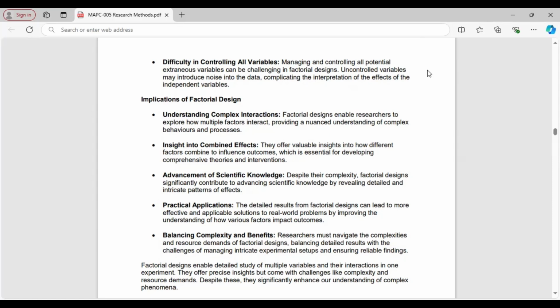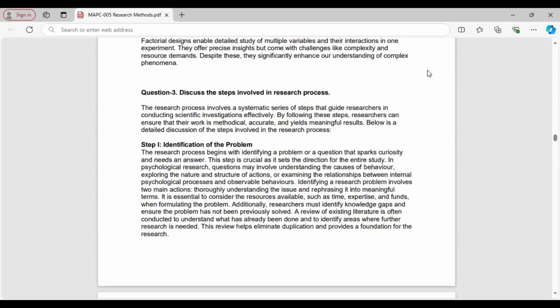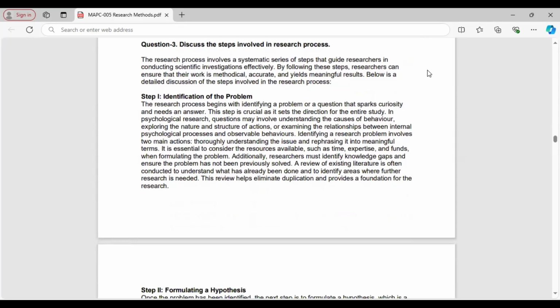In conclusion, factorial designs allow for detailed studies of multiple variables and their interactions in one experiment. They offer precise insights but come with challenges such as complexity and resource demands, significantly enhancing our understanding of complex phenomena. Question 3. Discuss the steps involved in research process. The research process consists of a systematic series of steps that help researchers conduct scientific investigations effectively, ensuring accuracy and meaningful results. The steps involved are: Step 1.